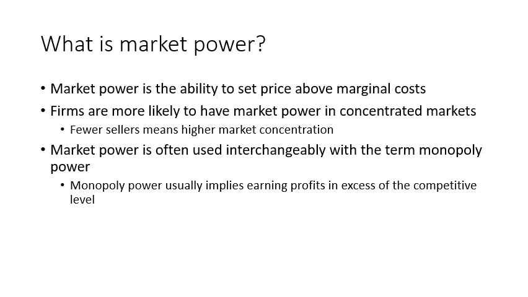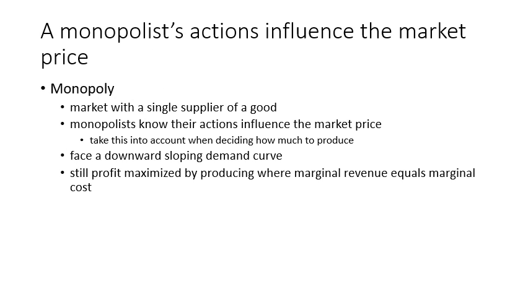The fewer the sellers there are, the more highly concentrated the market is, meaning that the firms that exist in that market have the potential ability to manipulate prices, or they have some market power. Market power is often used interchangeably with the term monopoly power, but monopoly power usually implies one firm. But in general, it implies earning profits in excess of the competitive level. And monopolist actions influence the market price.